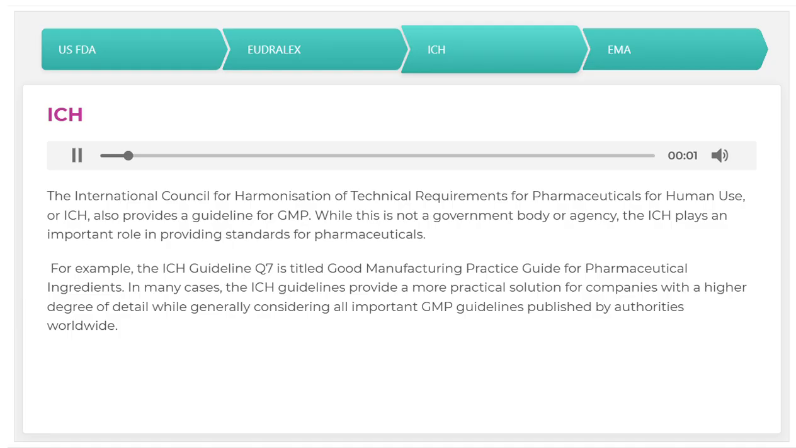ICH. The International Council for Harmonization of Technical Requirements for Pharmaceuticals for Human Use, or ICH, also provides a guideline for GMP. While this is not a government body or agency, the ICH plays an important role in providing standards for pharmaceuticals. For example, the ICH Guideline Q7 is titled Good Manufacturing Practice Guide for Active Pharmaceutical Ingredients. In many cases, the ICH guidelines provide a more practical solution for companies with a higher degree of detail while generally considering all important GMP guidelines published by authorities worldwide.